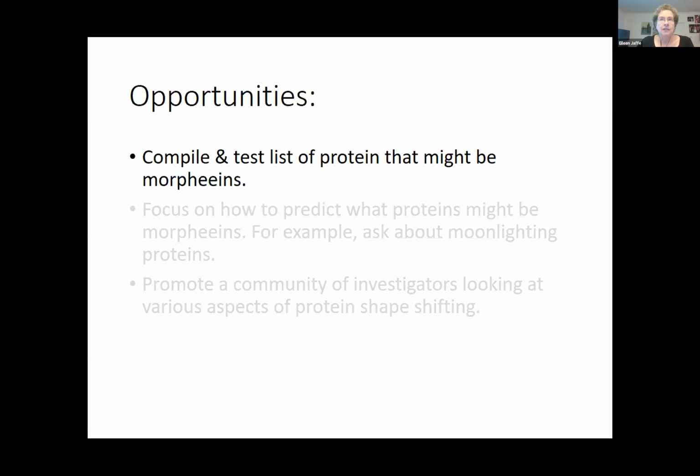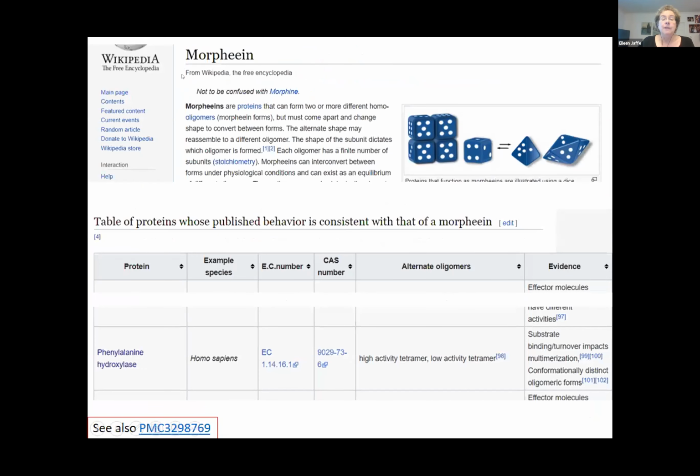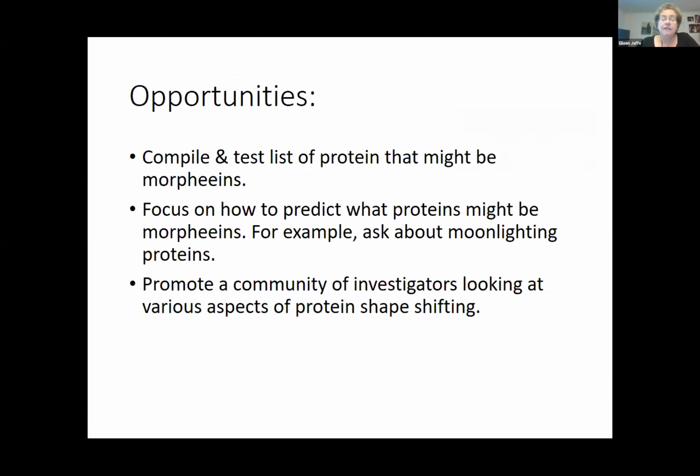So what are the opportunities to this community? Well, we could compile and test a list of proteins that might be morpheeins. And in fact, to that end, we made a Wikipedia page. Trevor Selwood did a huge survey of the literature, most of which was done manually because these things often don't show up in abstracts. We actually have currently picked one, phenylalanine hydroxylase, which is the protein my laboratory is currently working on. So the other opportunities are focusing on how to predict what proteins might be morpheeins.